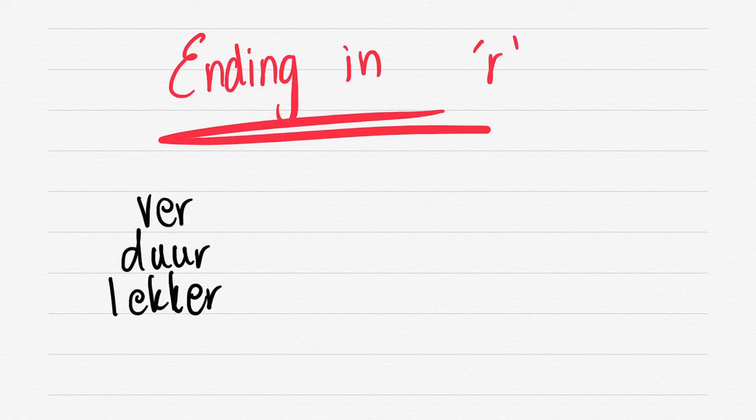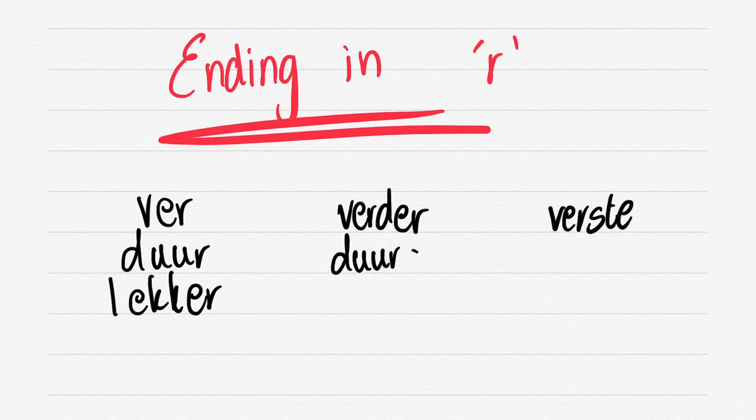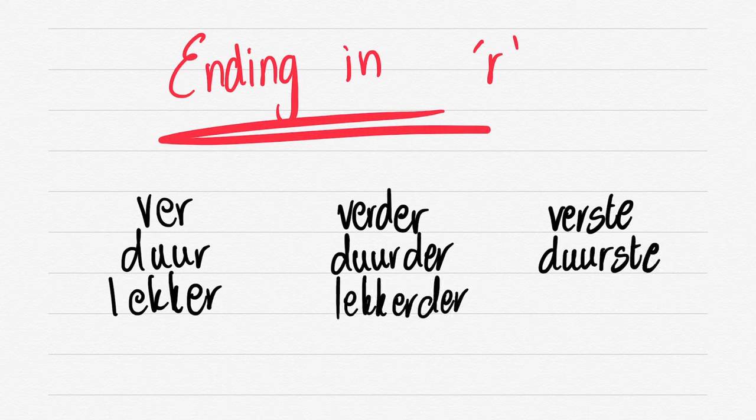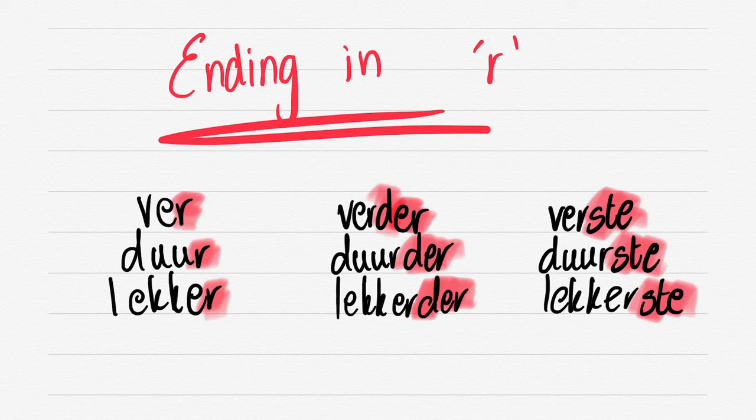In this one we've got words ending in R. Ver, dier, lekker. We just add DER, then STE. Ver, verder, verste. Dier, dierder, dierste, lekker, lekkerder, lekkerste.